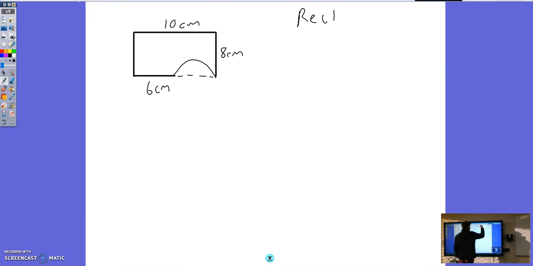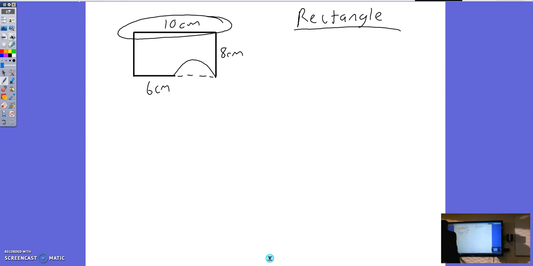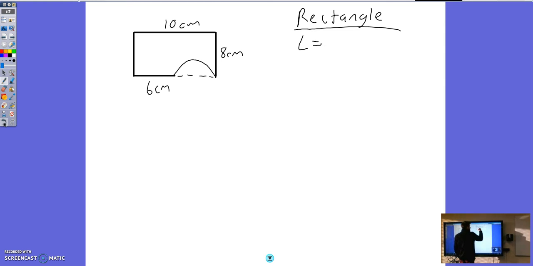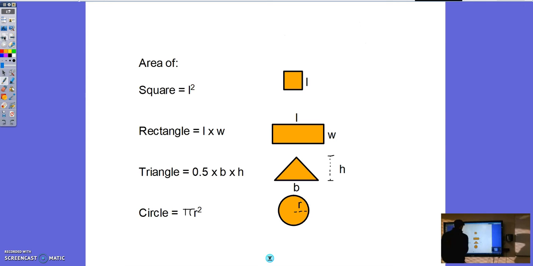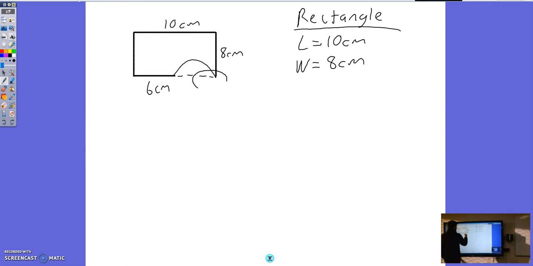So for the rectangle, we have a length of 10 centimeters. Remember, length is always the longest side. So L equals 10 centimeters. And we have a width of 8 centimeters. So W equals 8 centimeters. For the circle, to find the area, we need the radius value. Now, looking at our picture, we do not have a radius value for our circle, so we need to use the information that is provided to find it.